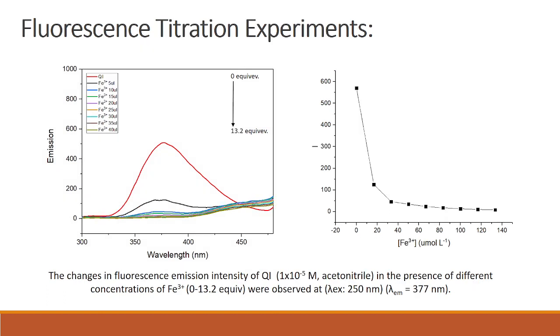And for iron ion, the fluorescence intensity of the Qi ligand decreased with the increasing concentrations of iron from 0 to 13.2. And in the same way, further addition of iron ion did not induce an obvious decrease in the fluorescence intensity, and a linear relationship is obtained too.